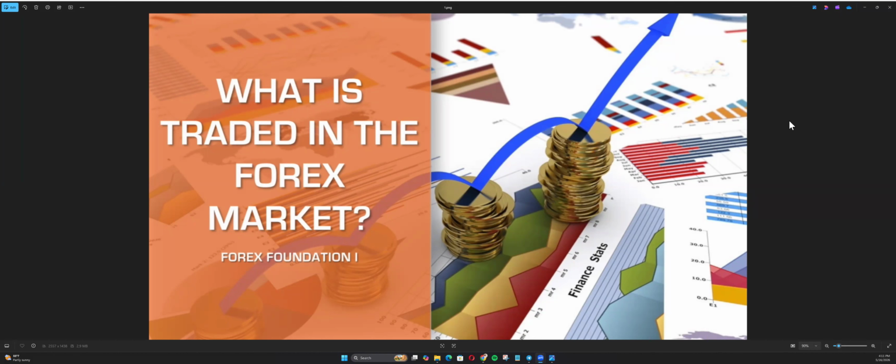All right. So what is traded in the Forex market? We already treated what the Forex market is and who the participants in the Forex market are. Now we're talking about the Forex market proper. It's a market, so what do we trade?